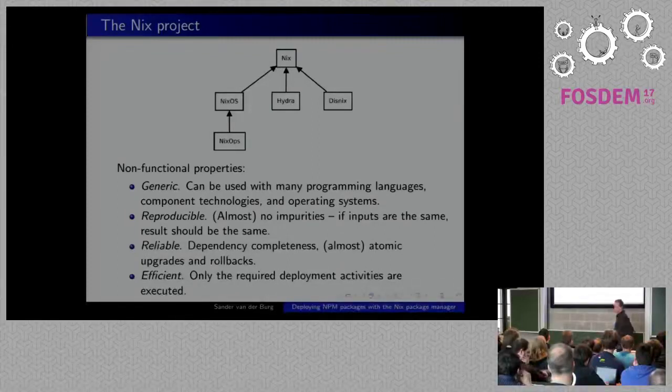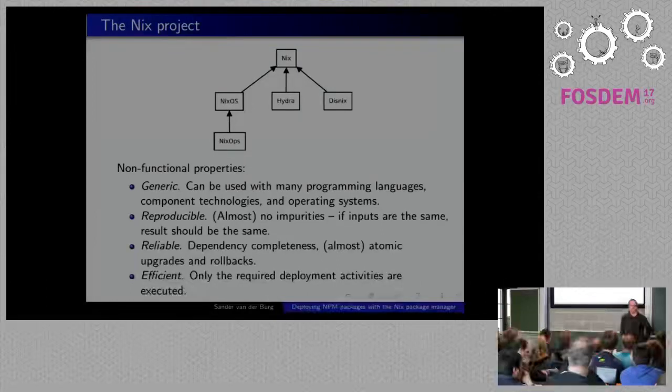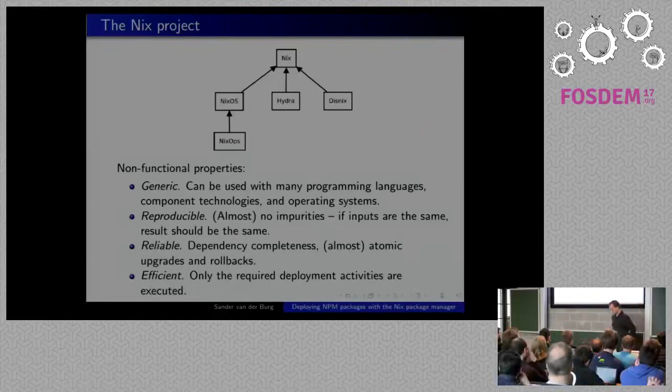Another property of the Nix project is reliable deployment. In order to support reliable deployment, Nix, for example, ensures that dependencies are always complete, and also offers things like almost atomic upgrades and rollbacks. Another thing that Nix tries to do is to be efficient, in the sense that it only carries out the activities that it needs to do and nothing more, trying to make the deployment process not unnecessarily long.